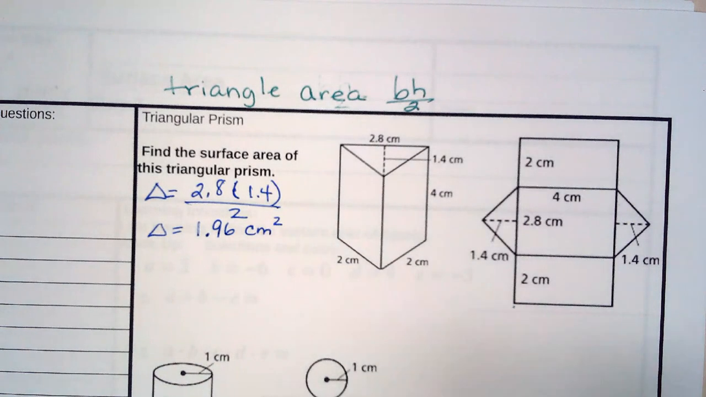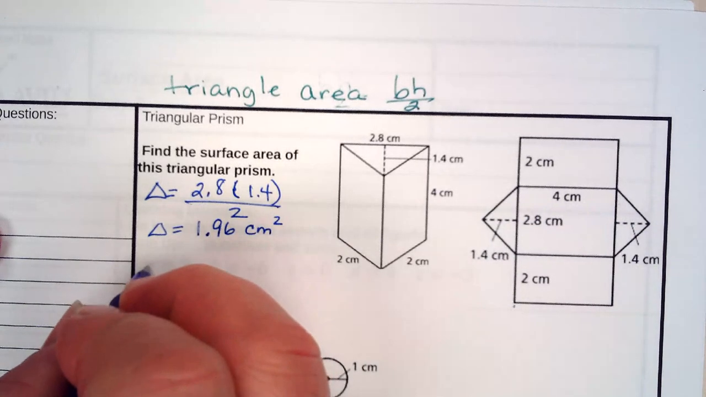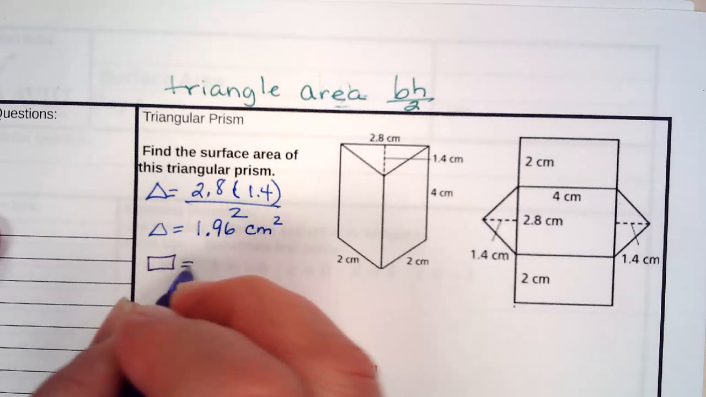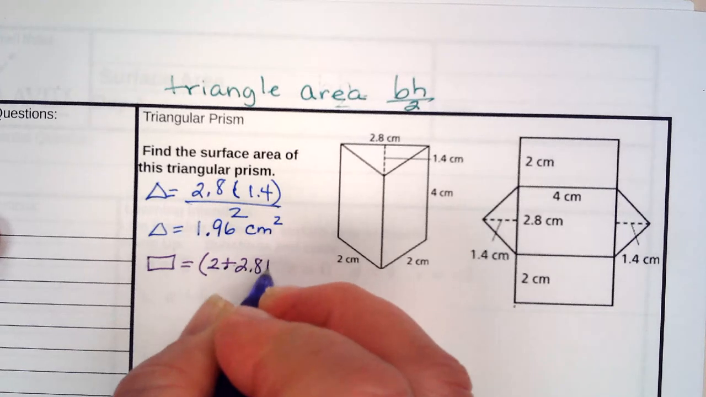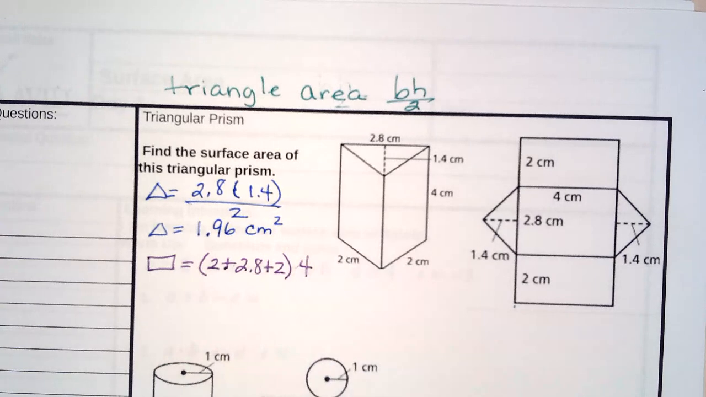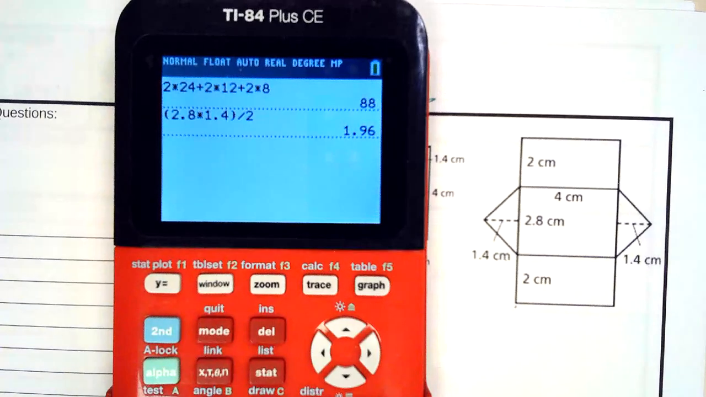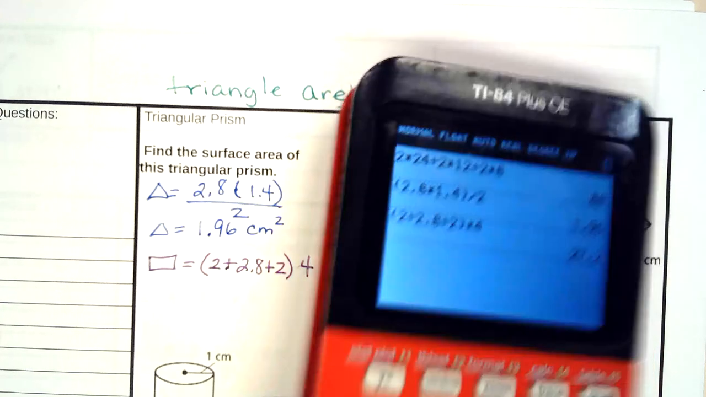For the bigger rectangle, you would have 2 plus 2.8 plus 2 times 4. That's your perimeter times 4. And that is 27.2.